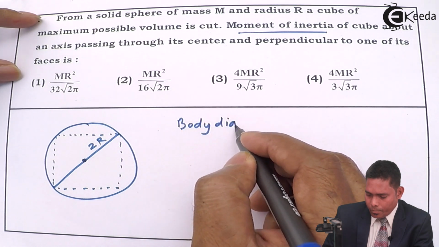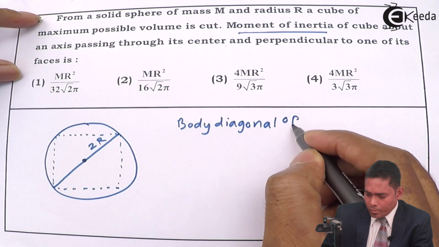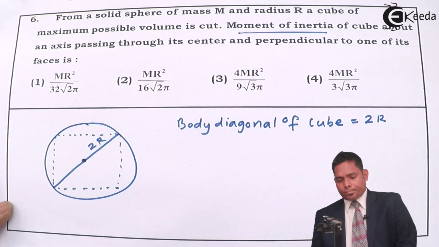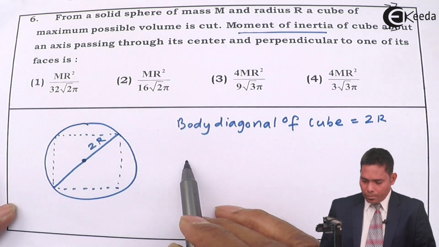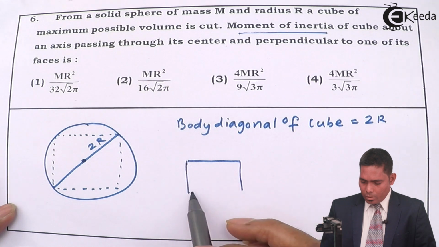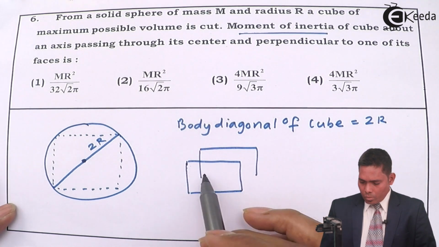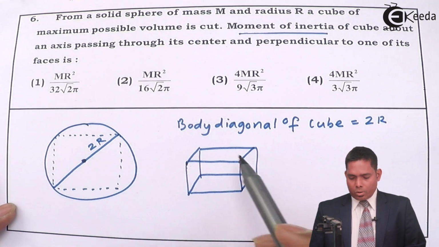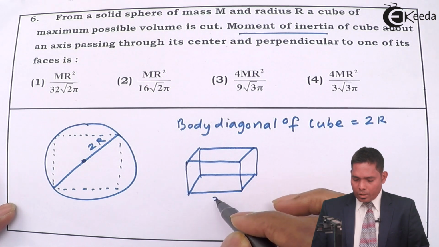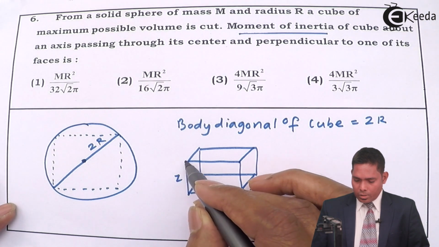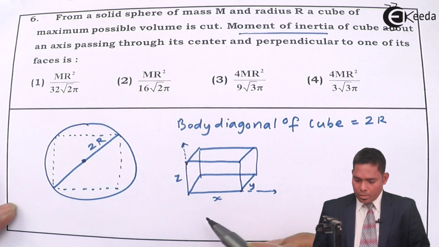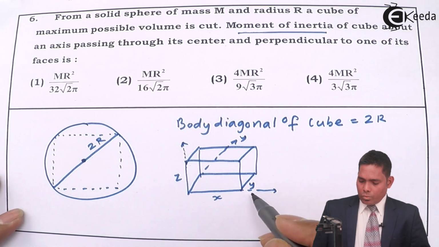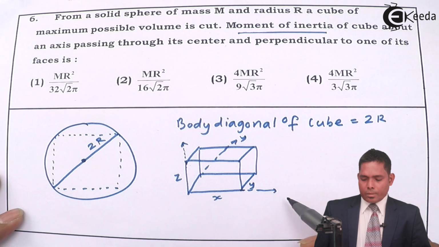The body diagonal of the cube is 2r. Now I will draw the cube here. Suppose this is a cube that is cut from here, and suppose this is your x, this is your y and this is your z axis. So this is a cube.